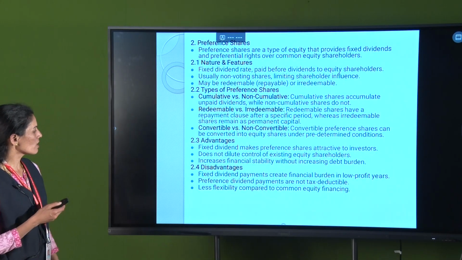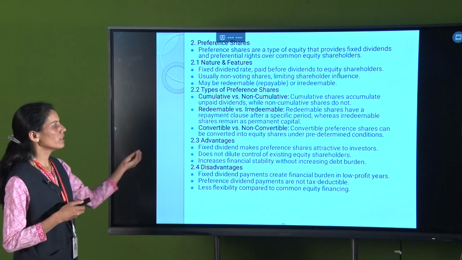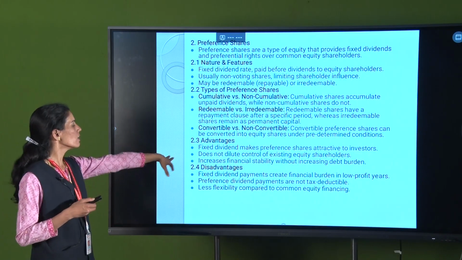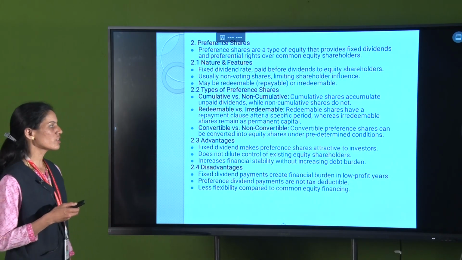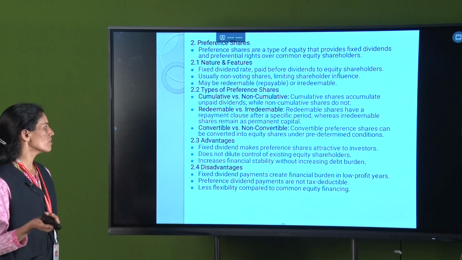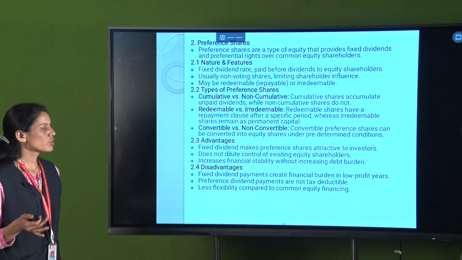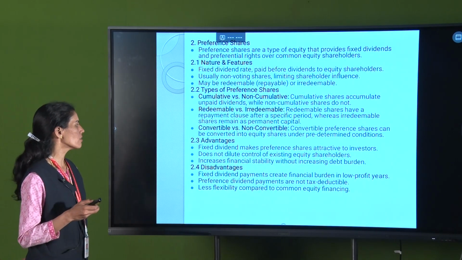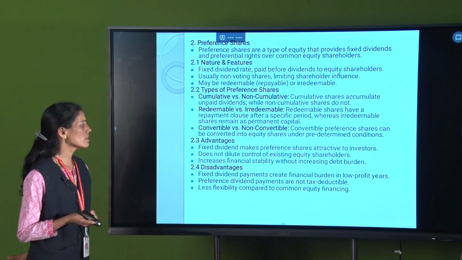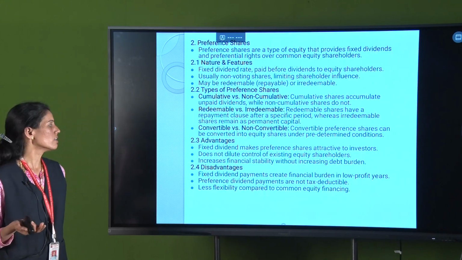What are the advantages and disadvantages of that? Earning capacity increases. Fixed dividend makes the preference shares attractive to investors, does not dilute control of existing equity shareholders, and third one is that it increases financial stability without increasing burdens.